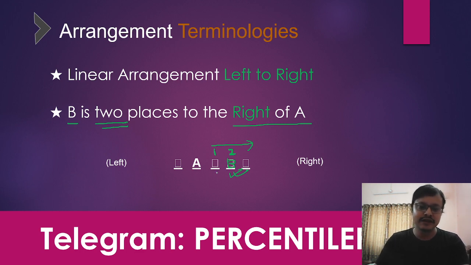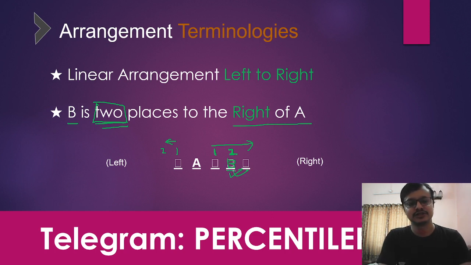Similarly, 2 places to the left would have meant you start counting in this direction. So always remember, whenever it says n places to the right or left, look at the direction, that is right or left, and then start counting from the adjacent one. So in this case, start counting from here and see which is that nth position. So second position here is B, which means we assign B to this position.